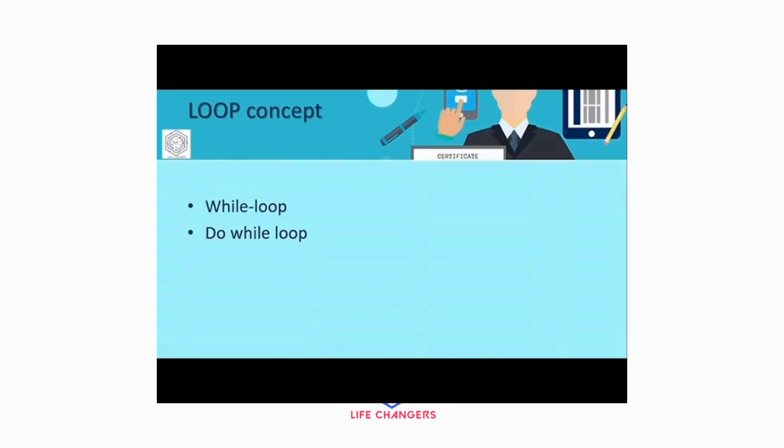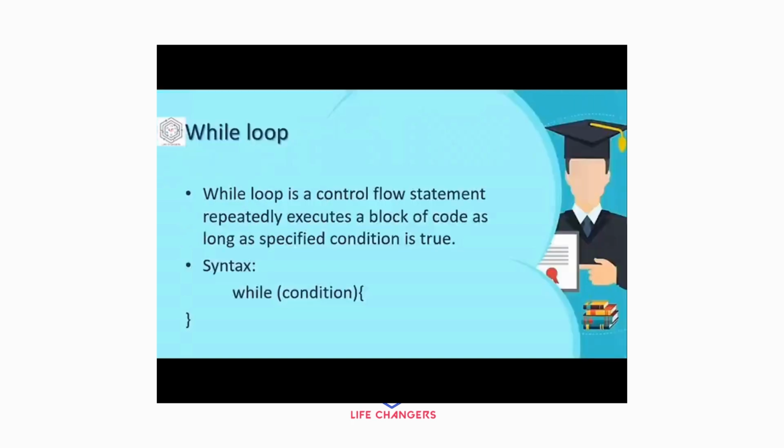There are various types of loops used in JavaScript, but this is our basic level. So we need to know the basic loop concepts, that is the while loop and the do while loop. First of all, I will start by explaining the while loop. A while loop is a block of code that is executed repeatedly until the specified condition becomes false. Here I provide the basic syntax to write a while loop.